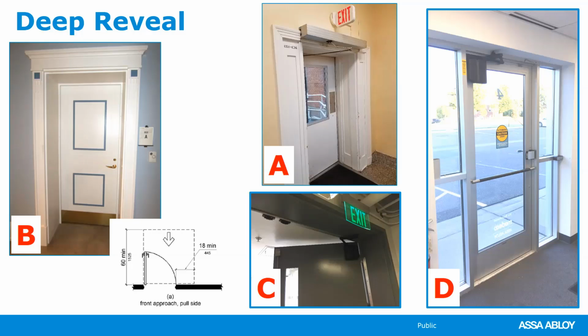Picture C shows a deep reveal application with the inability to mount the unit pull side. Sometimes when there's obstructions, the installer will mount the operator on the opposing side of the door. But in this case, if you look carefully, the door actually sweeps up against the ceiling in photograph C. So you would be unable to mount the operator on the reverse side of the door. And in this case, the exit sign would have to be relocated in order to mount it in addition. So not only do you have the deep reveal, but you also have an obstruction. So special application number 1 in review is deep reveal.